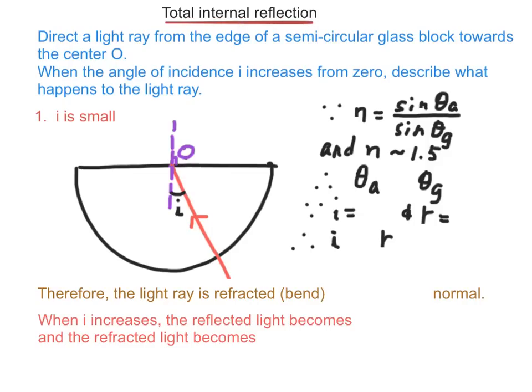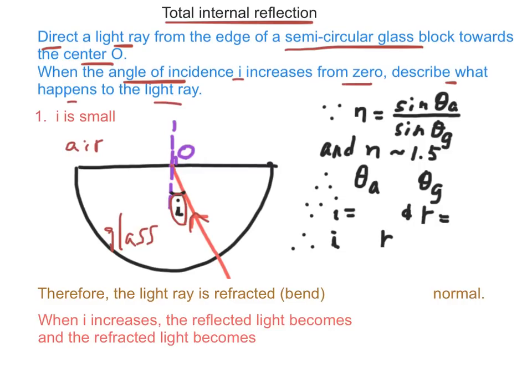Total internal reflection. Direct a light wave from the edge of a semicircular glass block towards the center O. When the angle of incidence I increases from 0, describe what happens to the light wave.